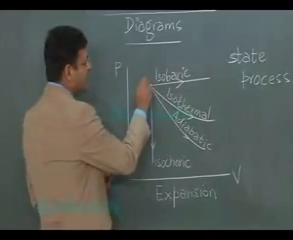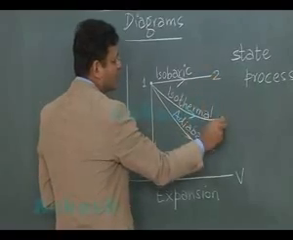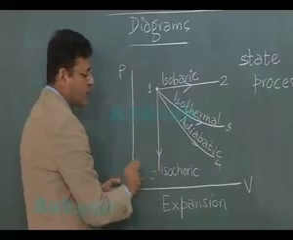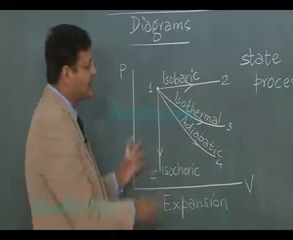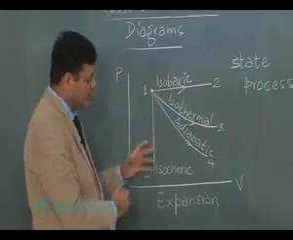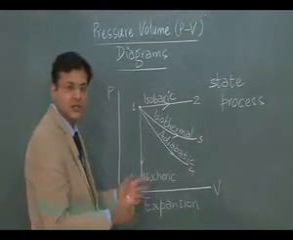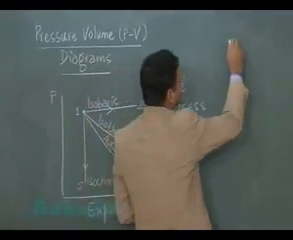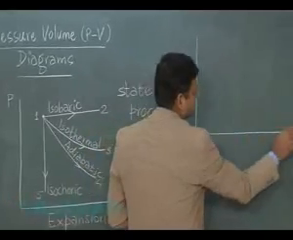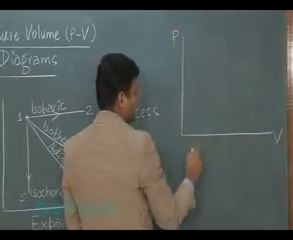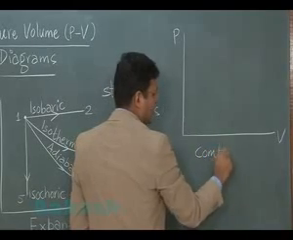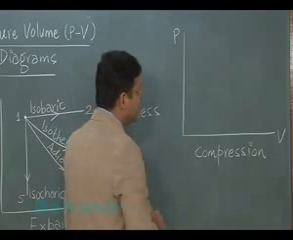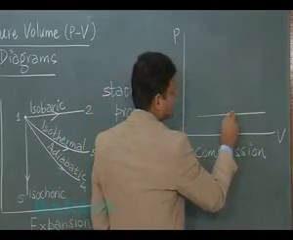Let us suppose I name them, say 1 to 2 is isobaric, 1 to 3 is isothermal, 1 to 4 is adiabatic, and 1 to 5 is isochoric. Now let us suppose I demand that you draw all these 4 processes for the compression process, then how will you move? Then you see on the pressure volume diagram, in case you are interested in showing all such processes for a case of compression, then the same graphs will be taking shapes in this form.